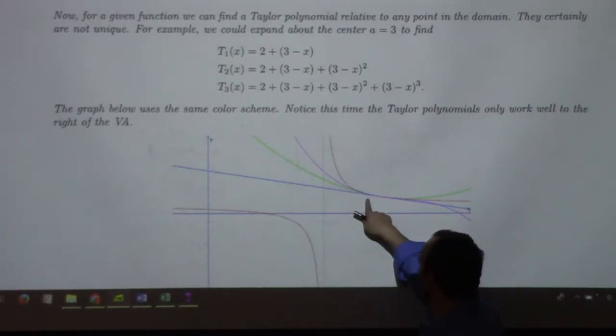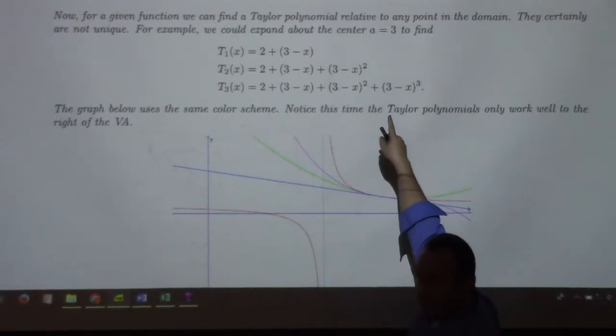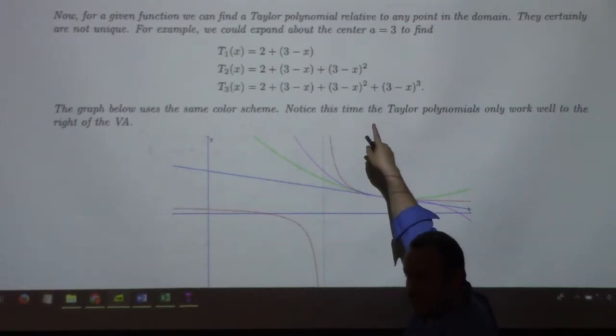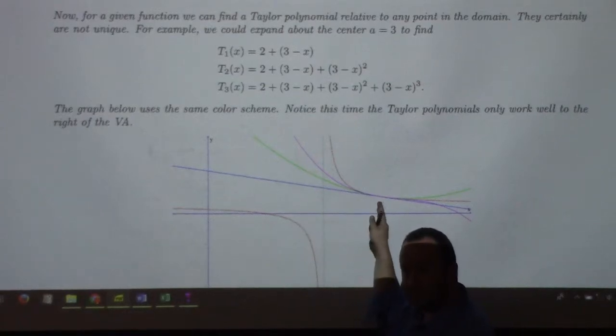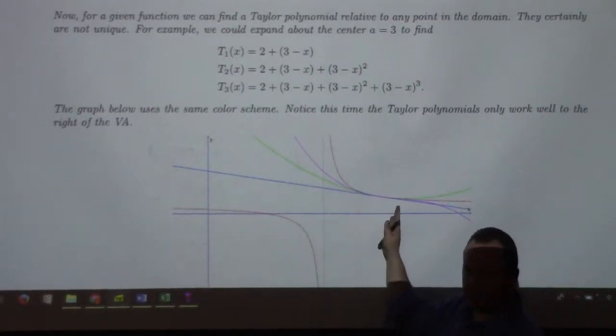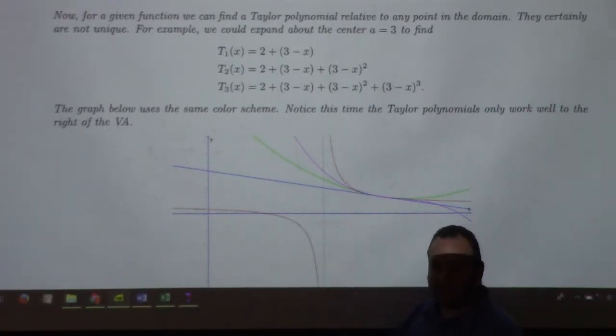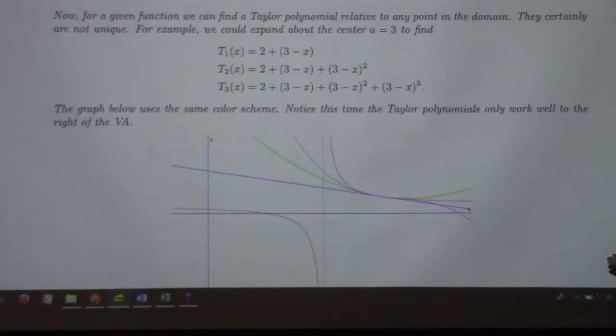So these are pictures of Taylor polynomials centered at 3. Up above was the Taylor polynomial centered at 1, and those are not the same. At 3, they're representing the function to the right of the vertical asymptote. At 1, they're representing the function to the left of the vertical asymptote, right? And again, we see the pattern: as we go to higher and higher order Taylor polynomials, they're closer and closer to the function for longer and longer.